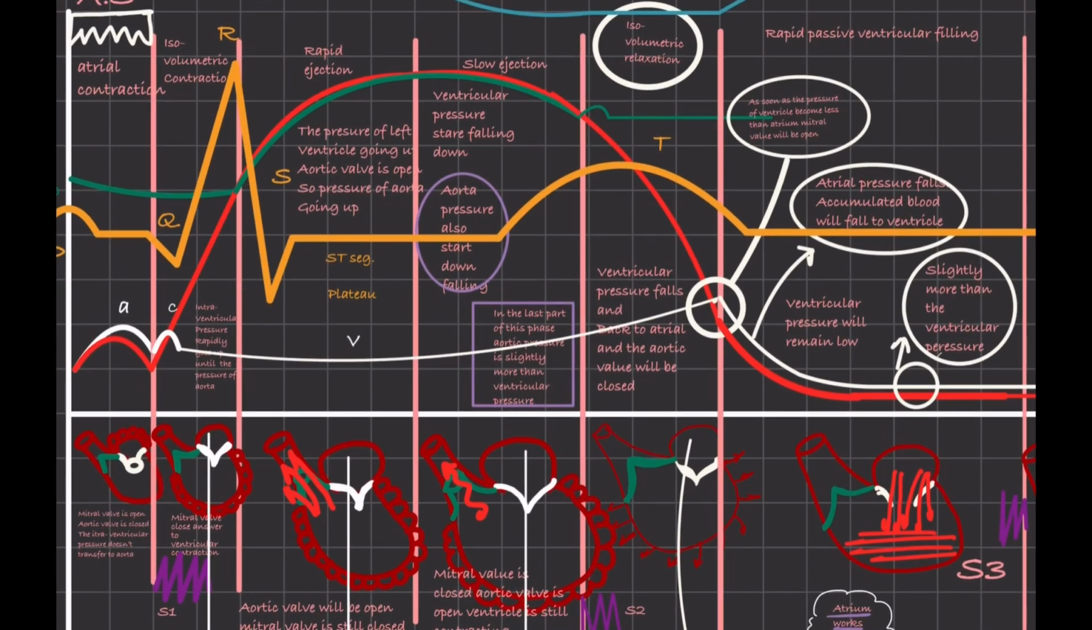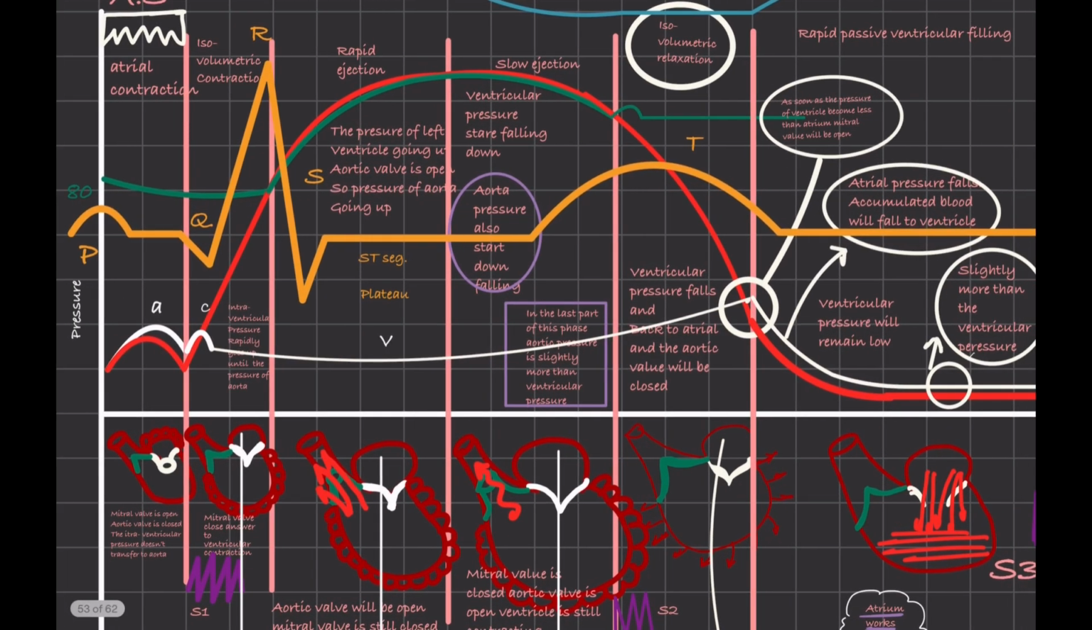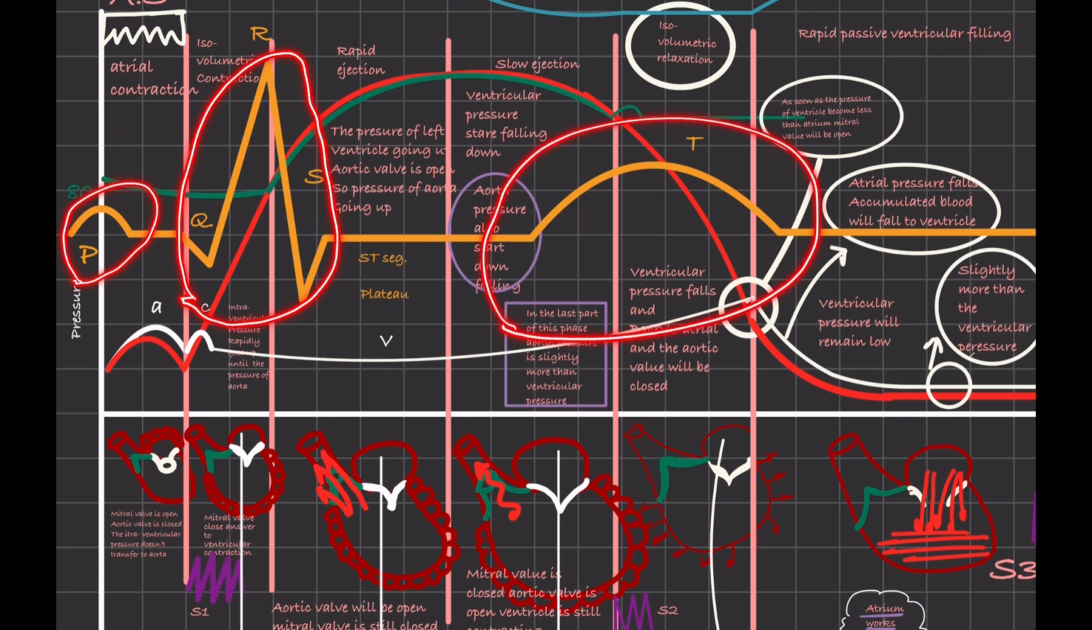Finally, let's tie this all together with the ECG. The P wave comes just before the atrial A wave. Then we have the QRS complex, followed by the C segment, and finally the T wave.